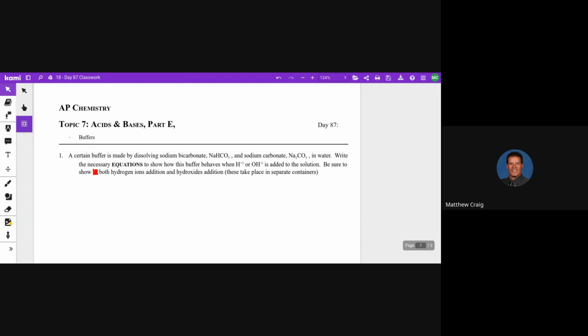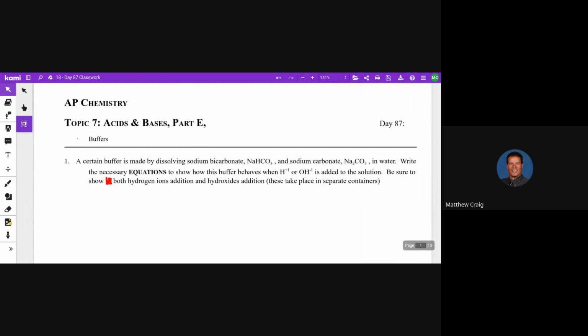It's one of the biggies when we talk about acids and bases in AP Chemistry, and you need to know what a buffer can and cannot do, and the definition of a good buffer versus a bad buffer. So, with that, let's take a look at question number one.